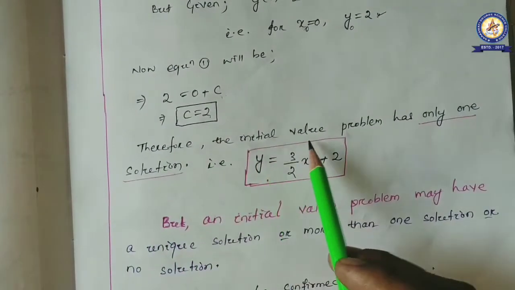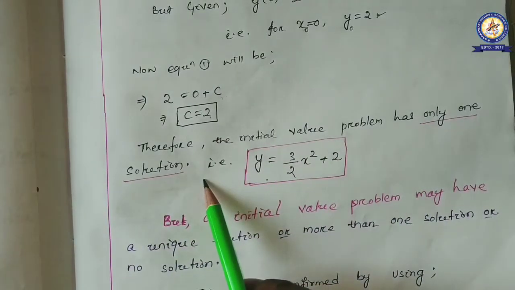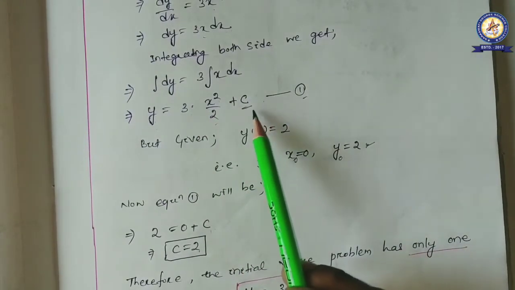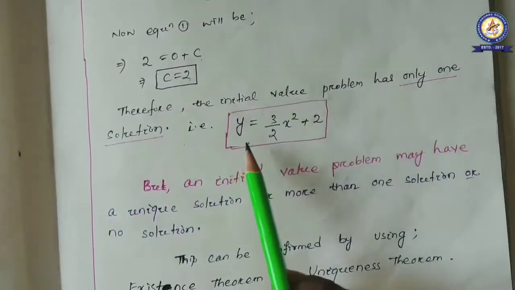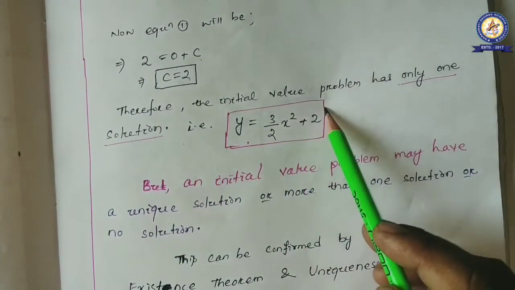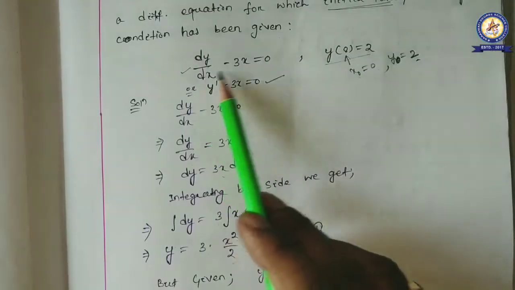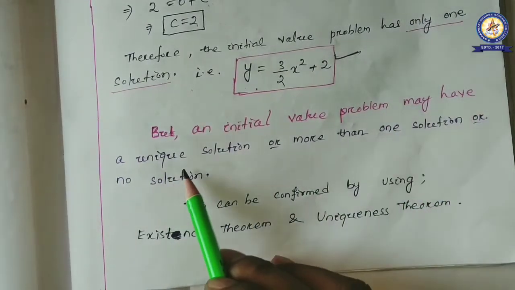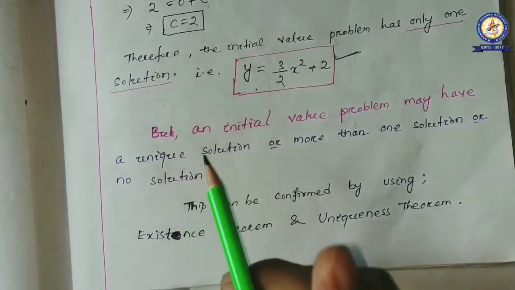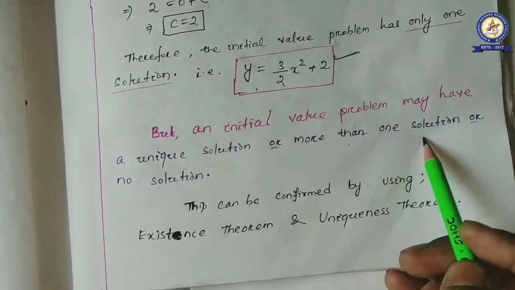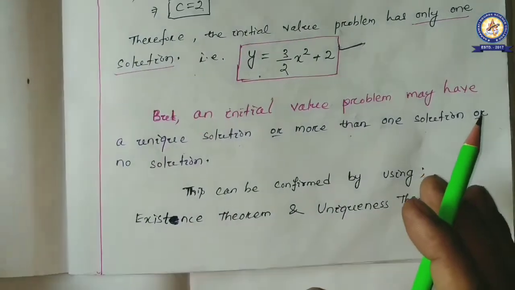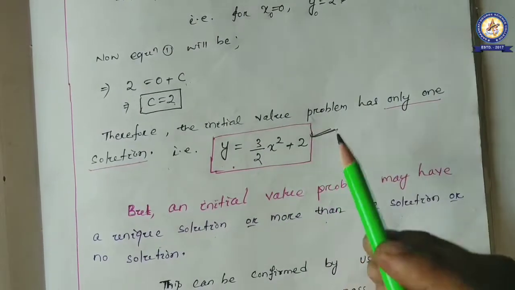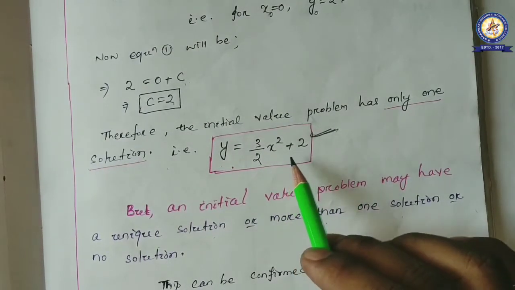Therefore the initial value problem has only one solution, that is y equal to 3 into x square by 2 plus c. By considering the initial values, we found c equal to 2, so hence y equal to 3 by 2 x square plus 2. This is the only solution of this differential equation, right? But an initial value problem may have a unique solution. So here we considered an example and we found that this is the only one solution of this initial value problem.